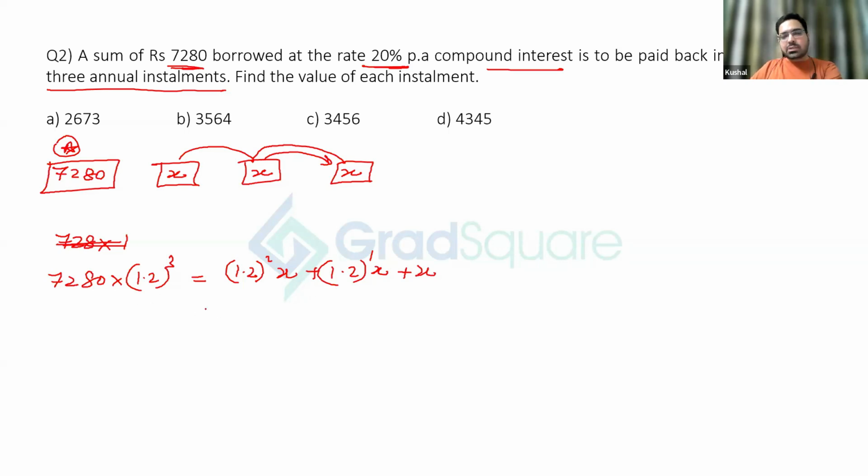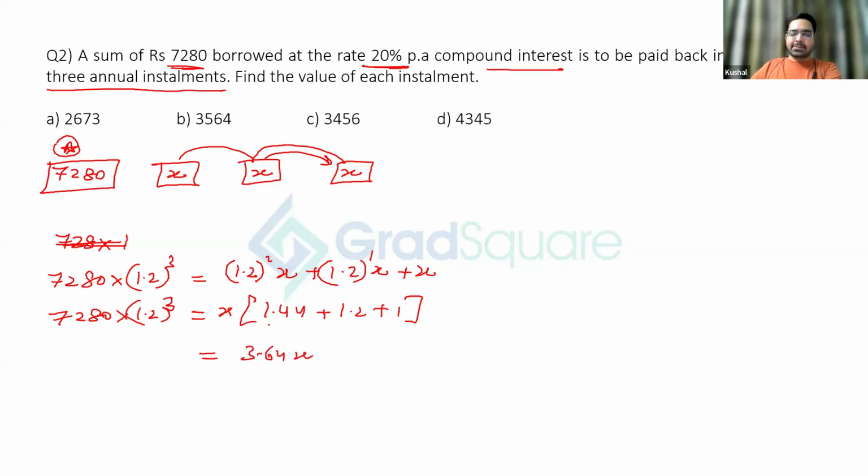Now you just have to solve this particular equation. Take your X common. 1.2 square, I hope all of you are clear that this is going to be 1.44. This is going to be 1.2 and this is going to be 1. And this is 7280 into 1.2 whole cube of this. So this is going to be what? 3.64 times of X, correct? So 3.64 times of X is 7280 into 1.2 whole cube. This is what we are looking at.